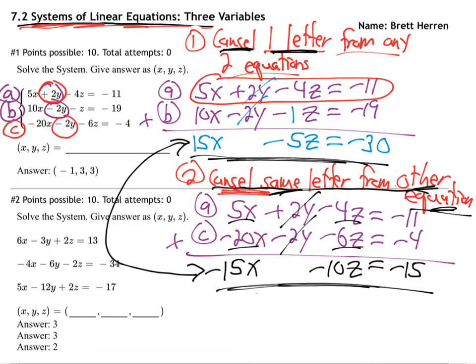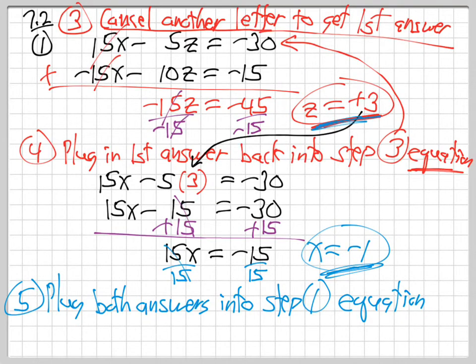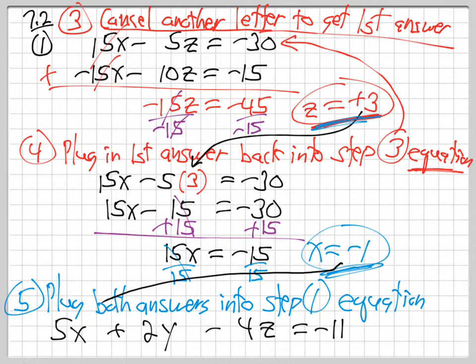So I'm going to go back to step 1, one of the originals. 5x plus 2y minus 4z is minus 11. So 5x plus 2y minus 4z is minus 11. I'm going to plug in x right there as negative 1. I'm going to plug in z right there as positive 3. So let's do it. Get rid of that x, get rid of that z. Plug in x is negative 1, plug in z is 3, and then work it out.